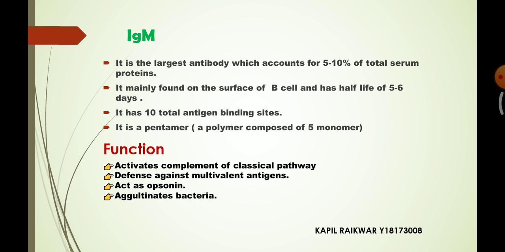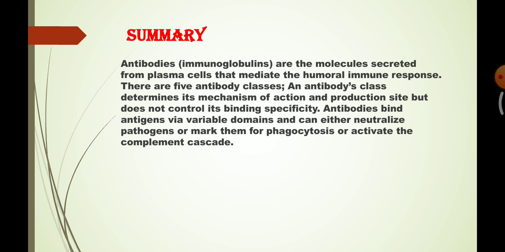So, as we have come to the end of the topic, we will summarize what we have learned. Antibodies or immunoglobulins are molecules secreted from plasma cells that mediate the humoral immune response. There are 5 antibody classes. An antibody class determines the mechanism of action and production site but does not control its binding capacity. Antibodies bind antigen by variable domains and can either neutralize pathogens, mark them for phagocytosis, or activate the complement cascade.